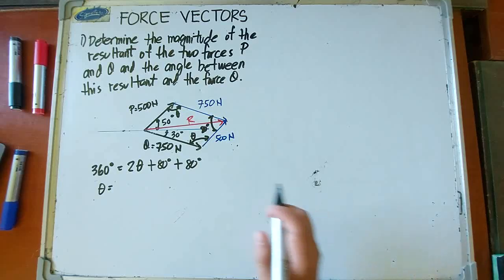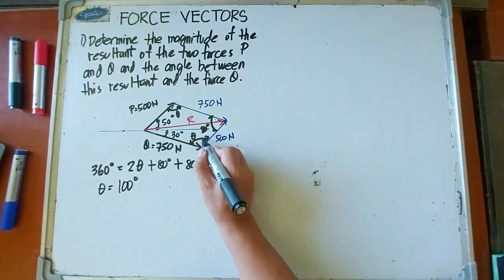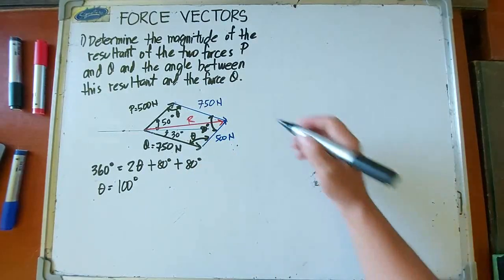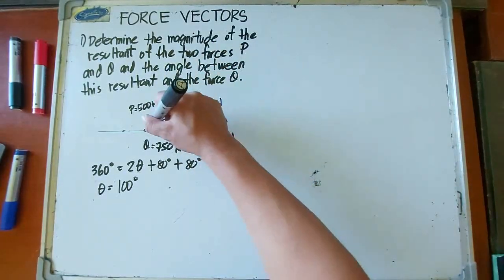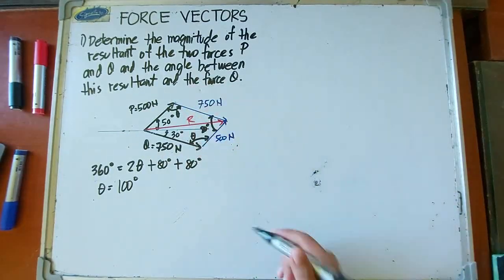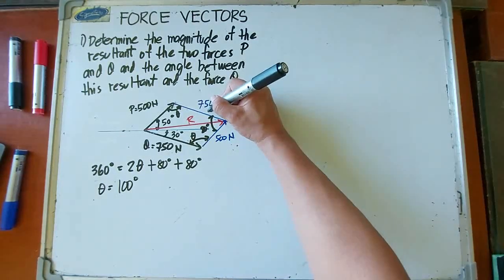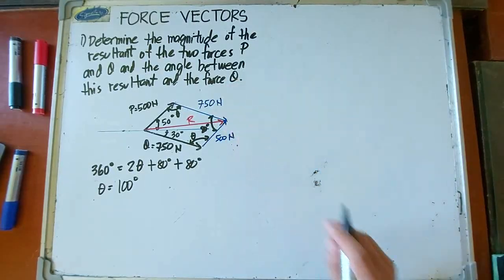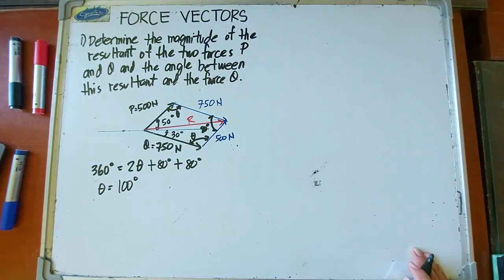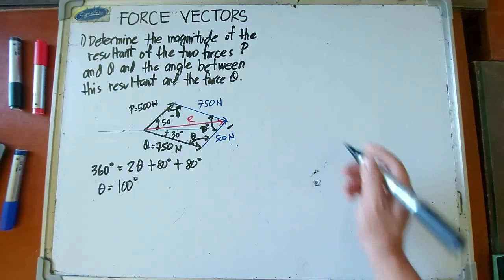Okay, so the angle theta is 100 degrees, itong angle na to. Okay, so since parehas naman tong triangle na yan tsaka yung triangle na ito, we can isolate either of the two triangles and analyze the triangle to solve for the resultant force. So you may choose to isolate the upper or the lower triangle. Okay, so let's choose na lang yung nasa baba, yung triangle.